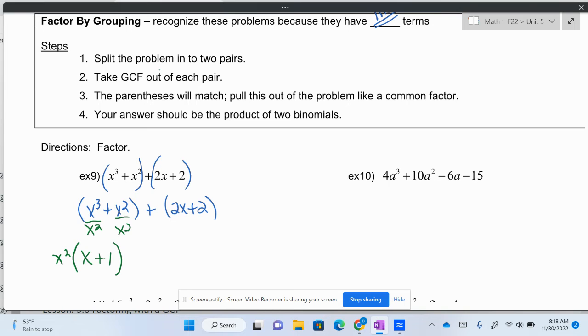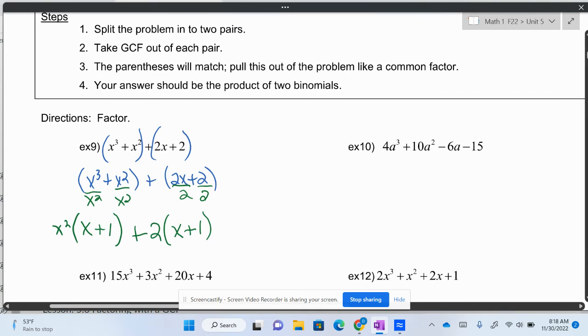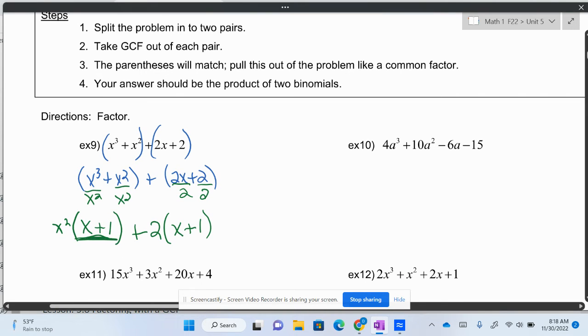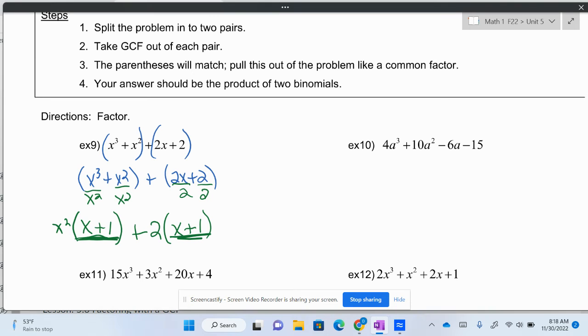Okay. Now we're going to add that plus, what can we take out of this? A 2. Not a 2x, because that last term doesn't have an x. So if I just take out a 2, let's see, 2x divided by 2 is x, and 2 divided by 2 is 1. So notice that these two sets of parentheses match. That means each one of those contains an x plus 1. Each one contains the binomial x plus 1. So that's my first term.